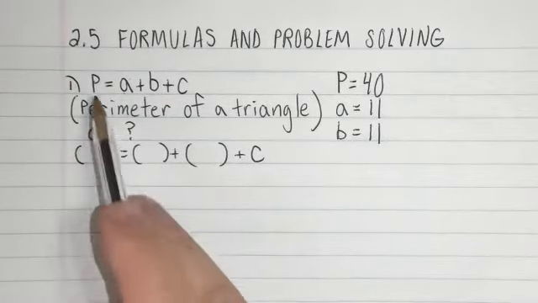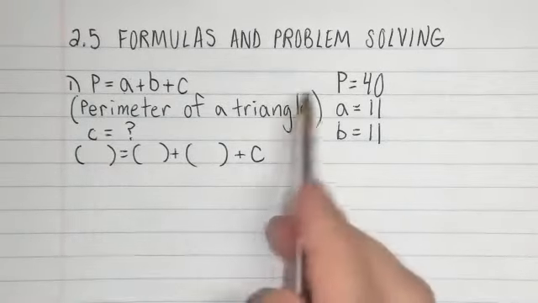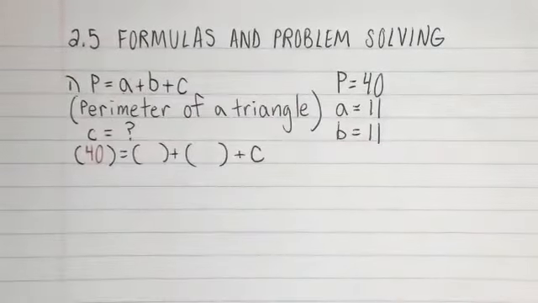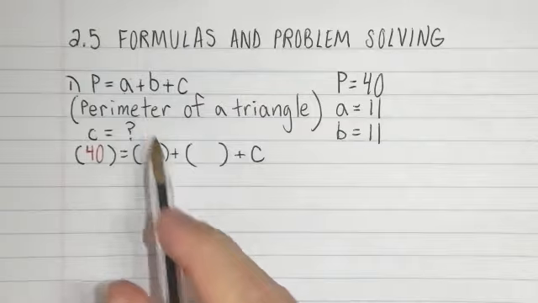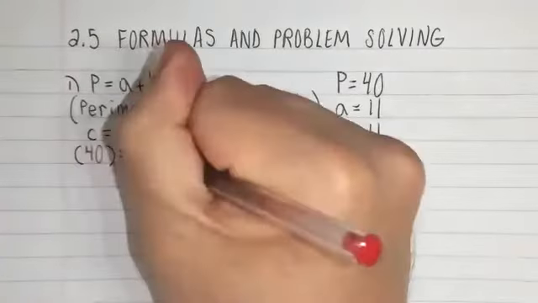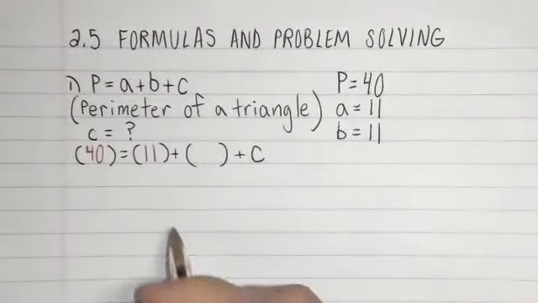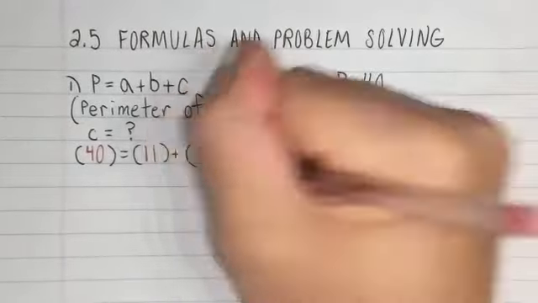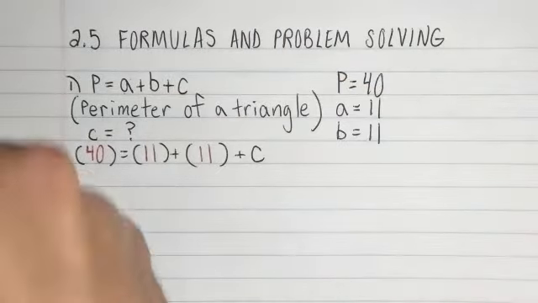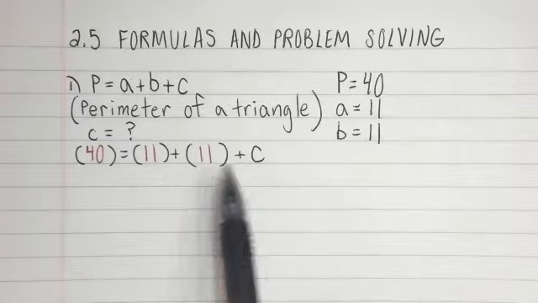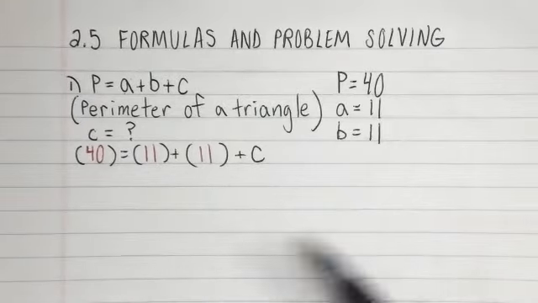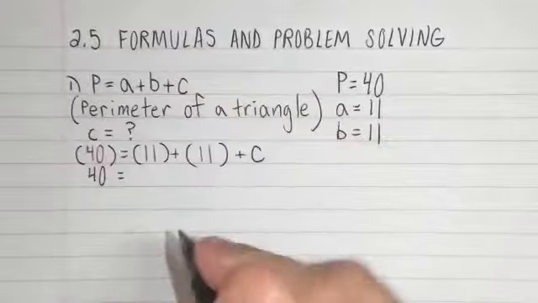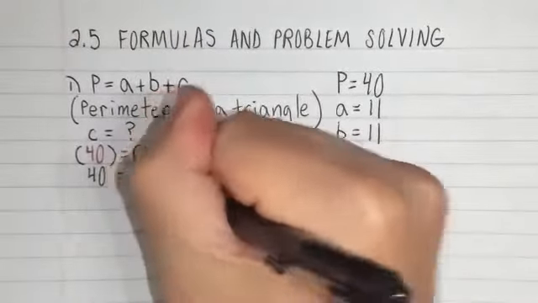Remember, this first spot is for your P. In this case, my P is 40. This next spot should be my A value, which we know is 11. And then this is my B value, again 11. So this is what that equation looks like: 40 equals 11 plus 11 plus C. We have like terms, constants on this side that can be added together. 11 plus 11 gives me 22.